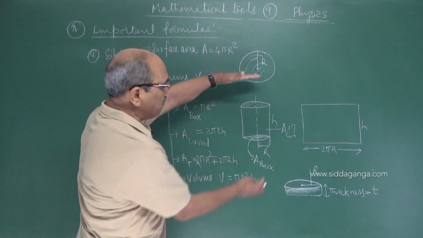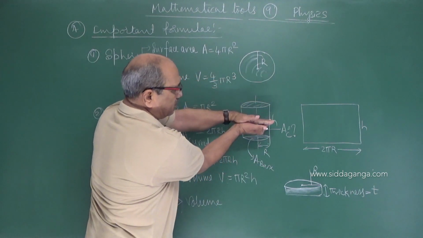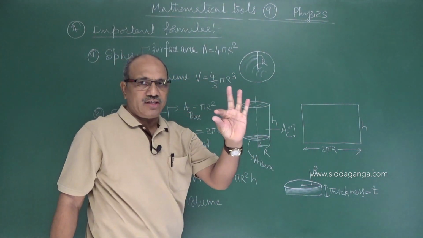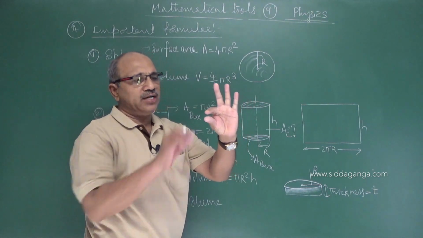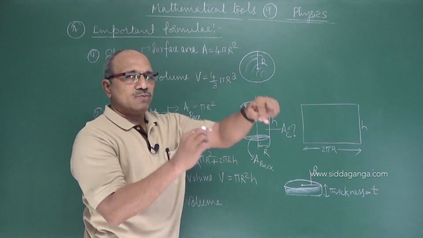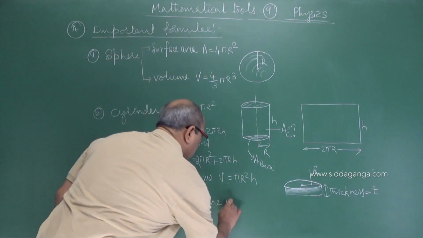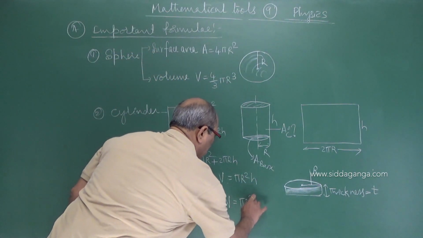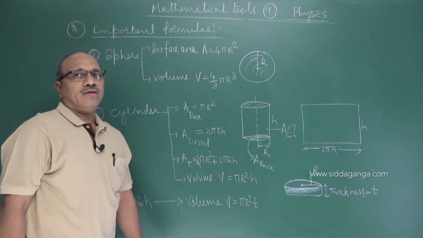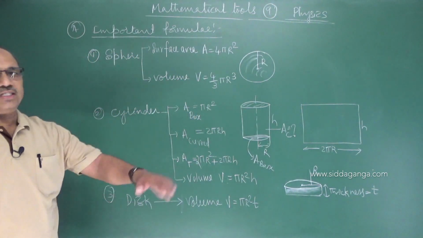A compressed cylinder, if you compress it, you will get a very thin sheet, maybe having a definite measurable thickness, with a circular base, bottom and top. So we get the volume as pi r square into T. This is about the disk.